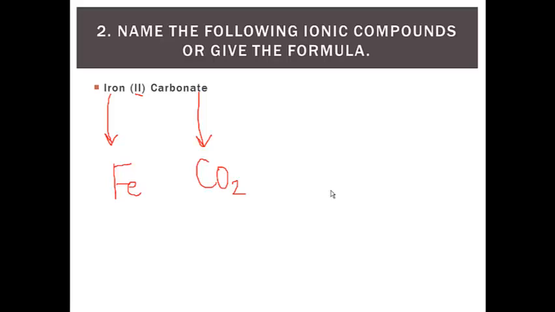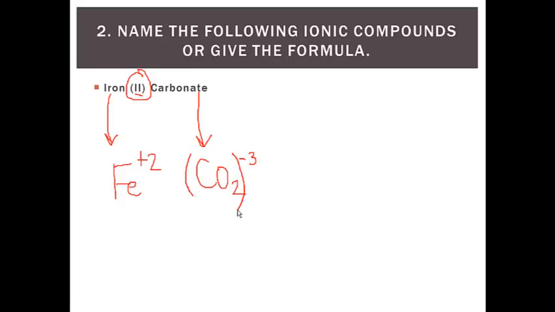So now that I've identified these, the next thing I need to do is figure out charges. So for iron, iron is a transition metal, so there's no clever way for me to determine the charges here. That's what I need this guy for. So that Roman numeral 2 tells me the charge on iron. It does not tell me how many, it tells me the charge. Carbonate, the charge on carbonate is, of course, -2.